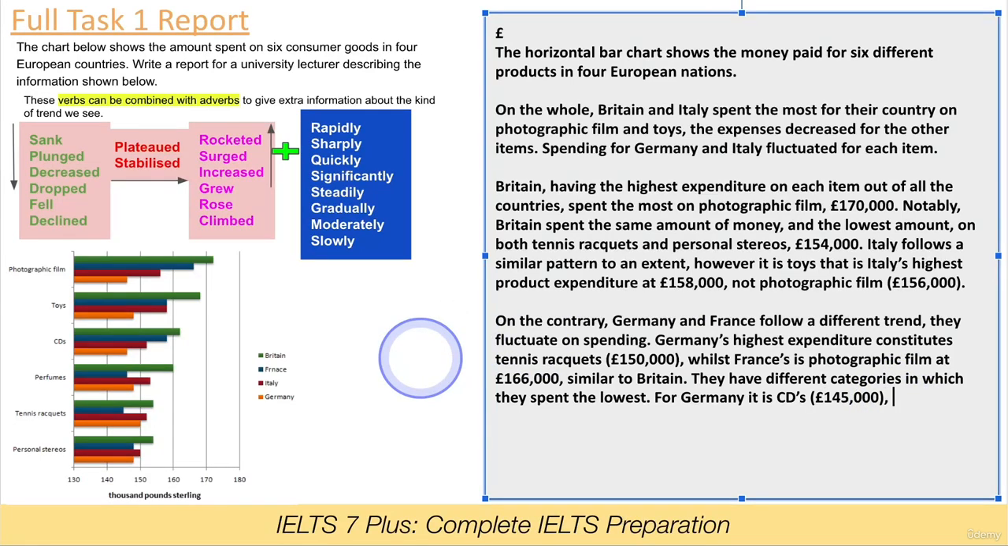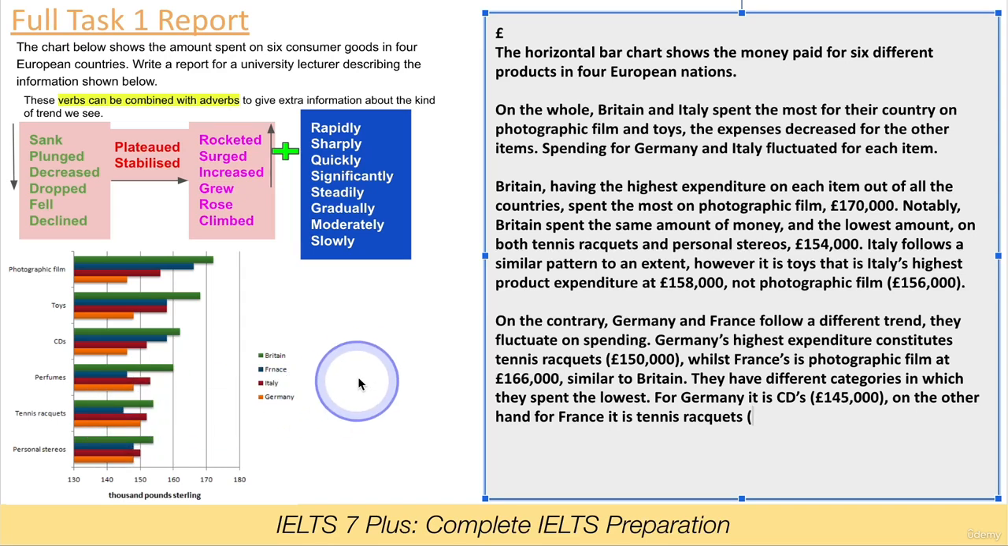And on the other hand, for France, it is tennis. Is it tennis rackets? Let's have a look. Tennis rackets, yeah. Oh, not request, rackets. Spelling is really important here. And how much are they spending on tennis rackets? France is in blue. Oh, it's this one here. About 144, I would say, £1,000.